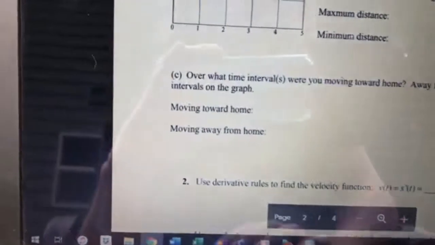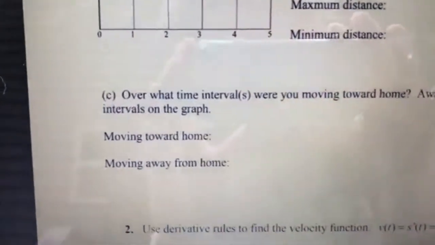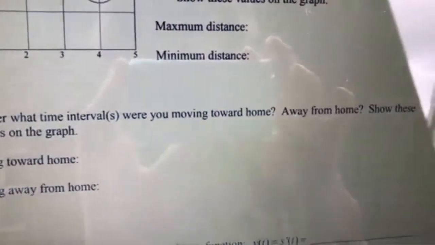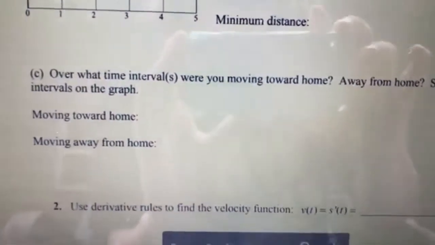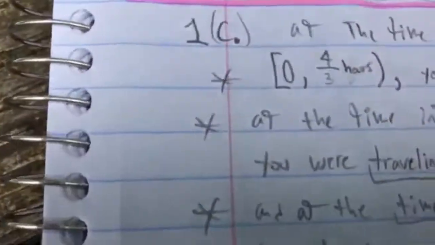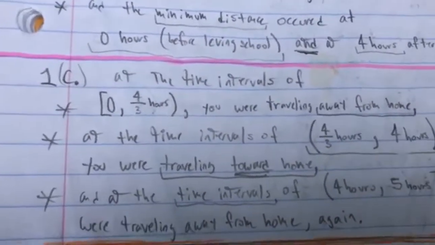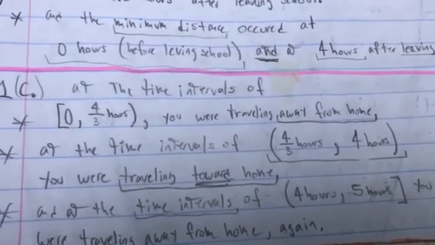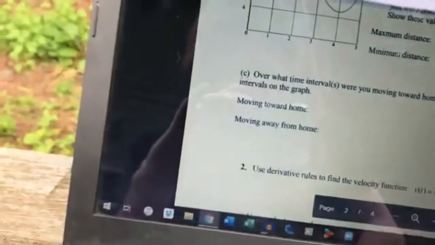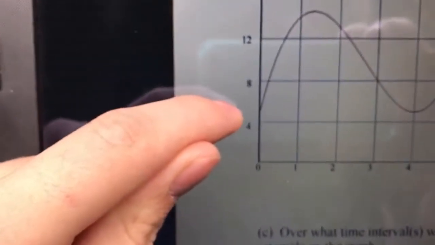So now we do the next question, which is 1C. Over what time intervals were you moving toward home, away from home? Show these intervals on the graph. So, at the time interval of 0 to 4/3 hours, you're traveling away from home. As you can see on the graph, we started out at t equals 0, 5 miles away from home, we're at school. We start to travel away from home as time passes, we're moving further away from home.